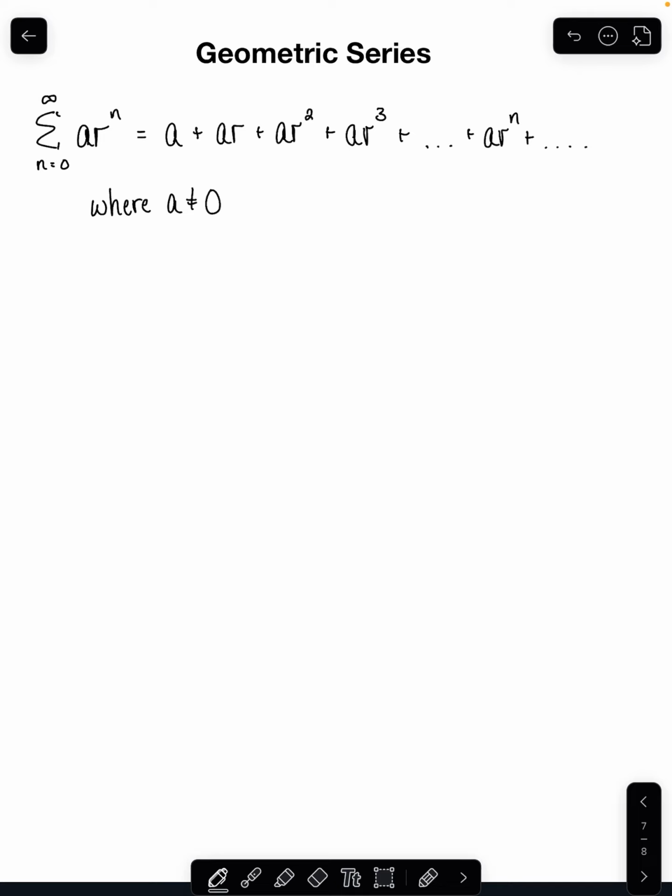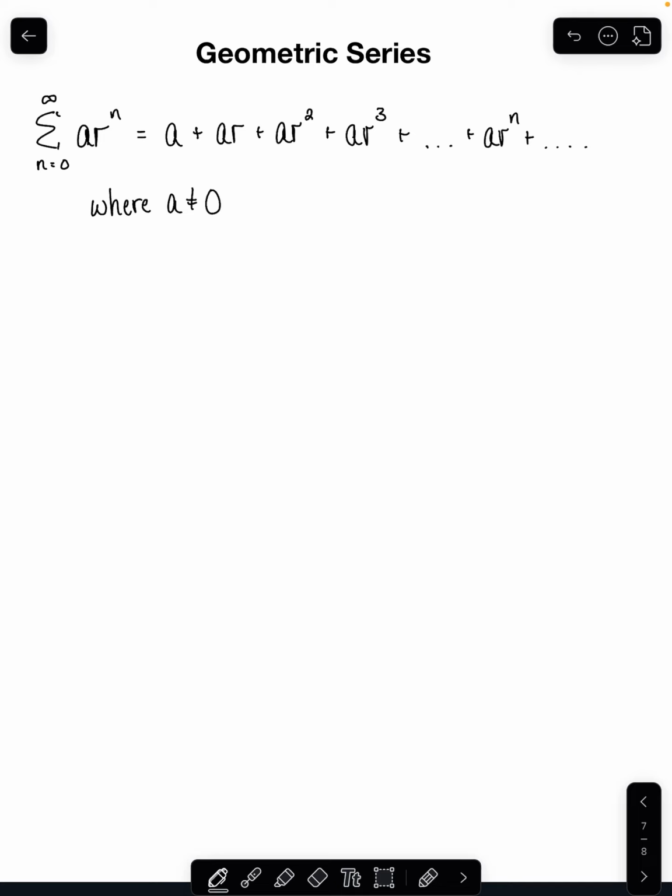On the other hand, r has a restriction that you might not expect, or rather a lack of restriction. Now you may recognize the form of this a times r to the n as being exponential. It has a constant multiplier in front, the a, but the exponential aspect of it is r to the n. So we have a constant base raised to a variable power.